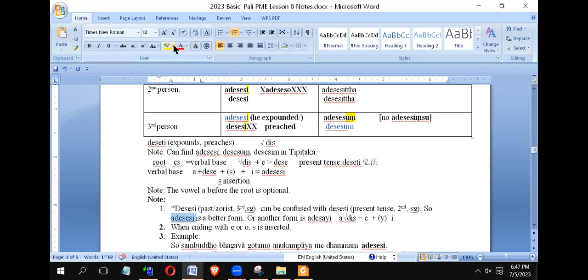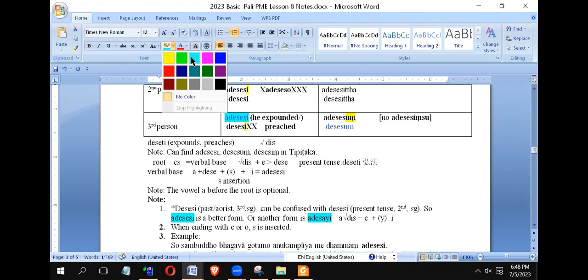So I'll highlight it. This is better compared to this one. They say C is better compared to they say C. But another form is possible, this one: they say E. This is more proper also. So this is another example we can find in the Tipitaka. Can you follow? This is why the past tense is a little bit confusing.